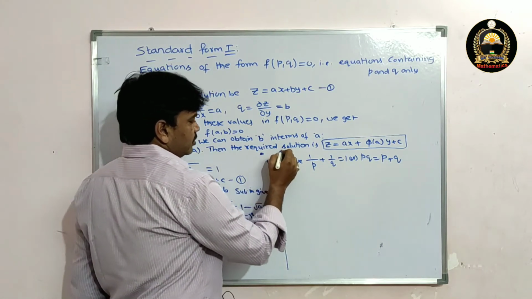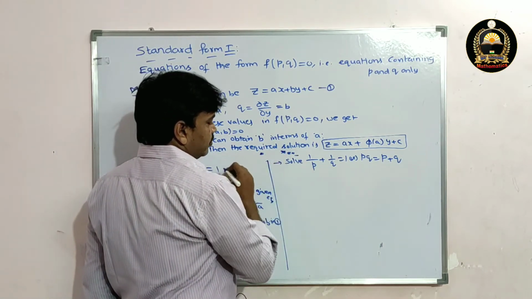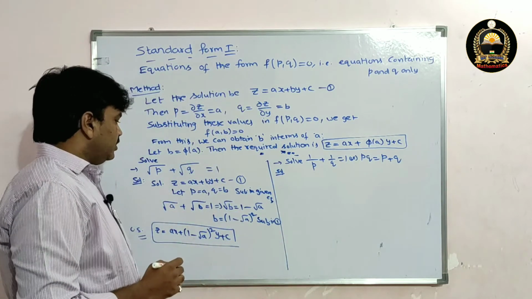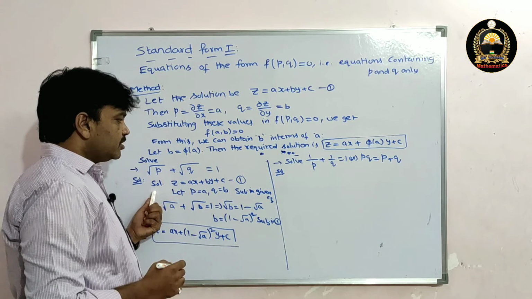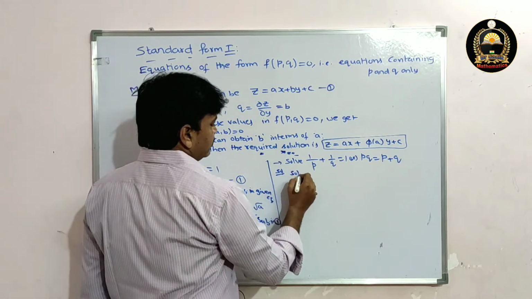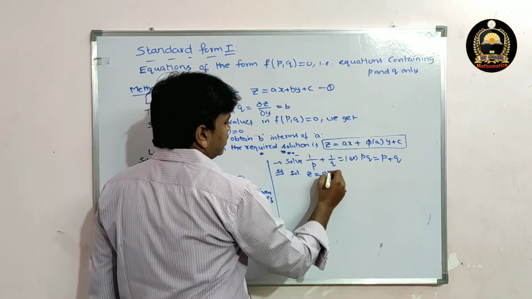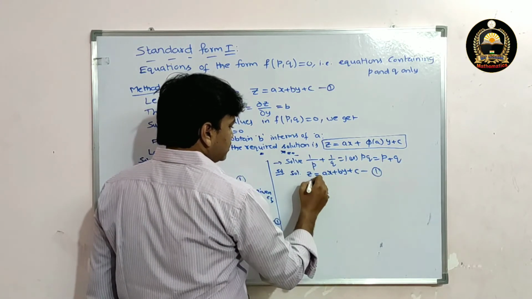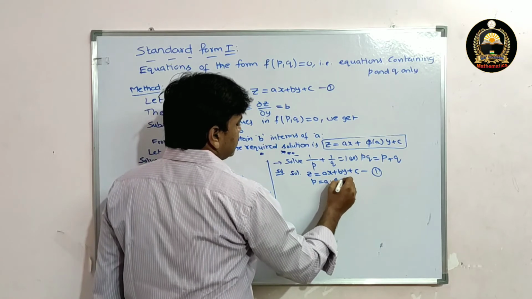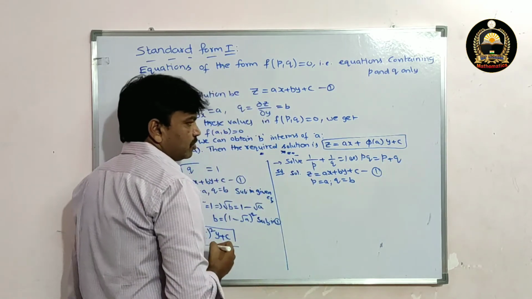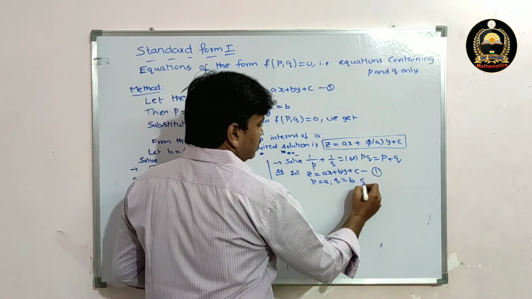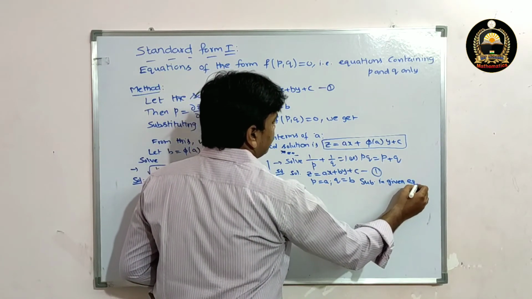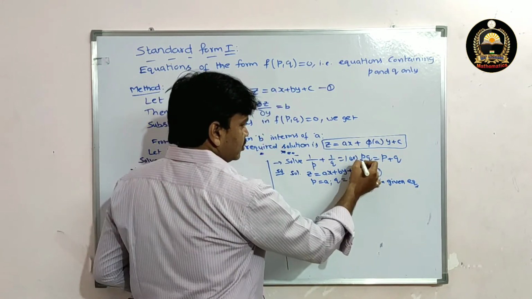See the second problem, students. This problem is also important. Again, what is the solution form? z is equal to ax plus by plus c. So this is 1. Again, p is equal to a, q is equal to b. Now substitute in the given equation.